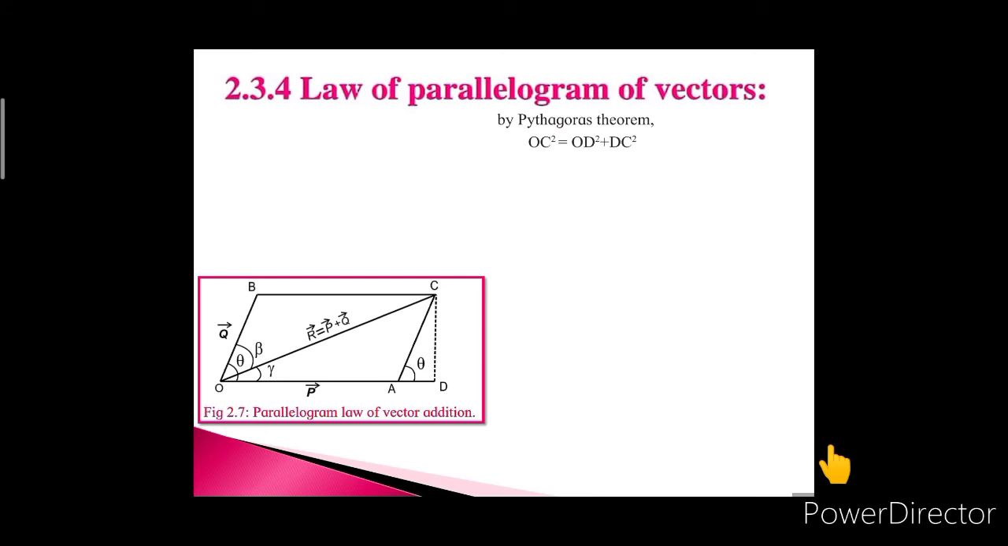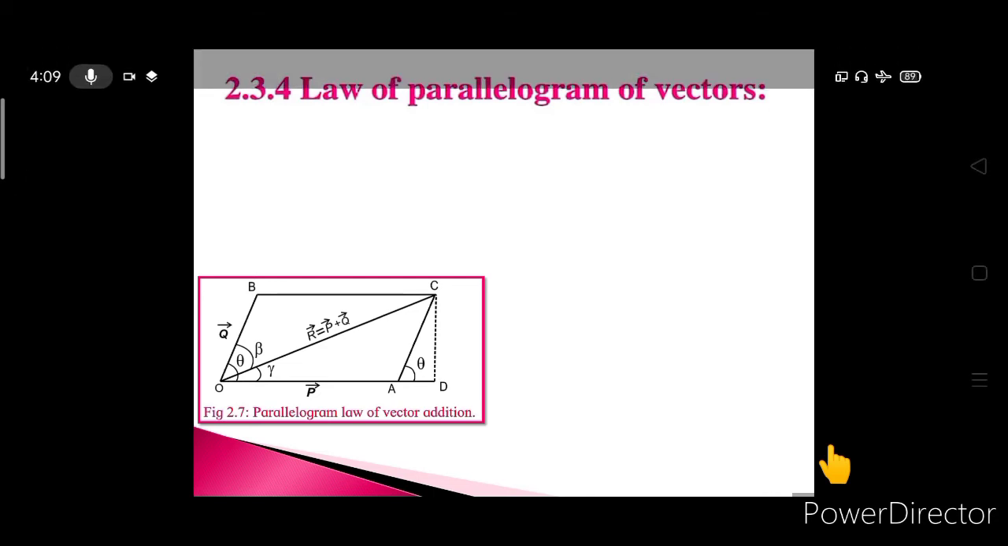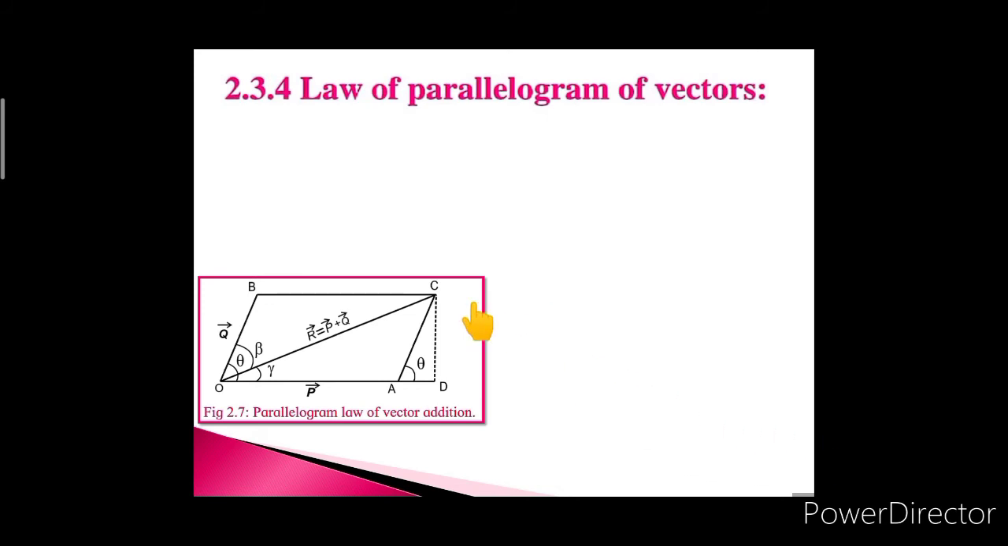For that purpose, to find the magnitude of the resultant, we drop a perpendicular from the point C. From the point C, we draw a perpendicular line which reaches OA, as we extend OA. So it extends till D, and from the point C we drop a perpendicular.